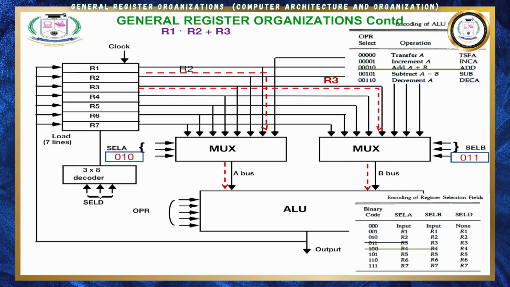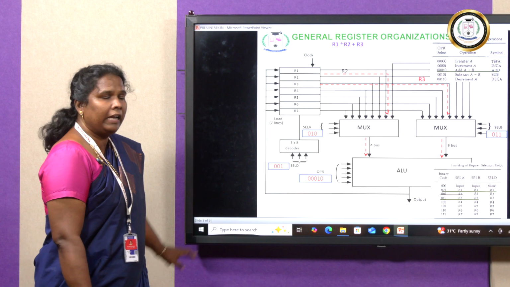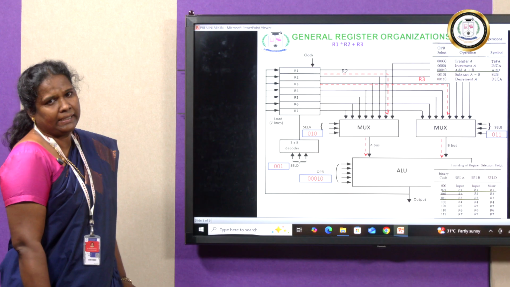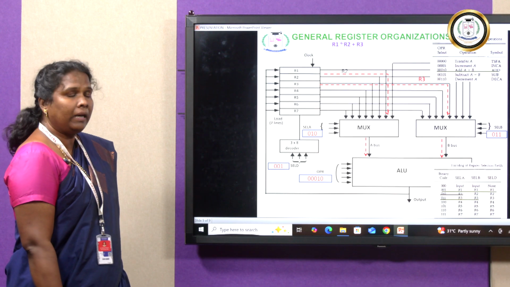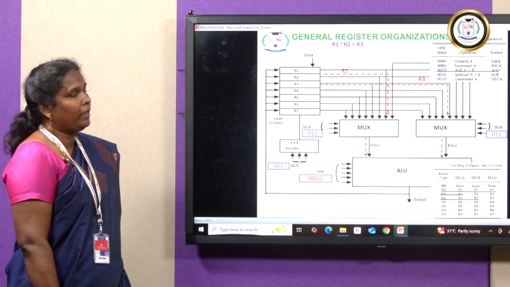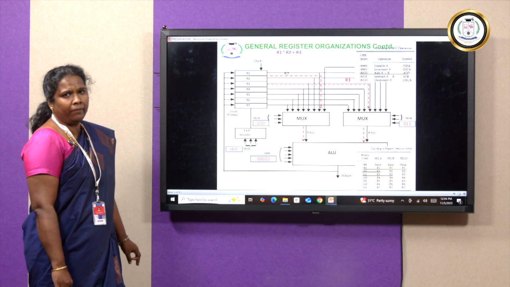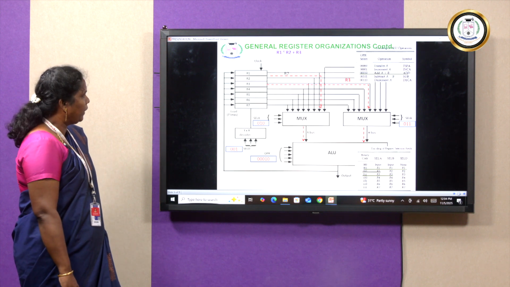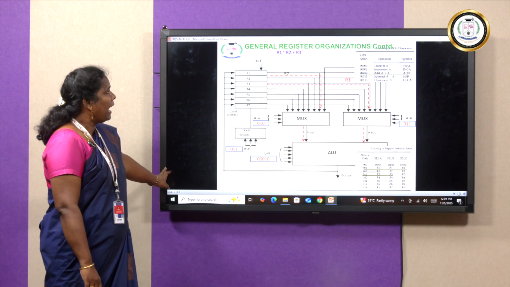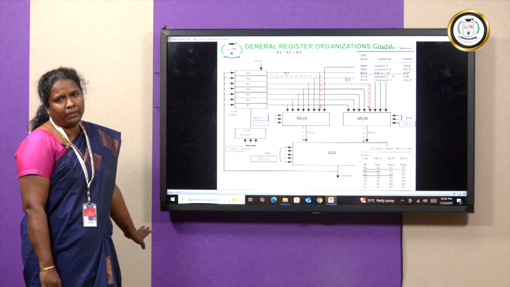So this OPR value should be 0, 0, 0, 1, 0, so that the inputs from the A bus and B bus will be taken by the ALU and it will do the addition, and the output will be given to the output device, as well as fed back to the registers. Again, this added value should be stored in register R1. Based on the decoder value, any one of the input lines will be made active high and the particular register will be loaded with the value.